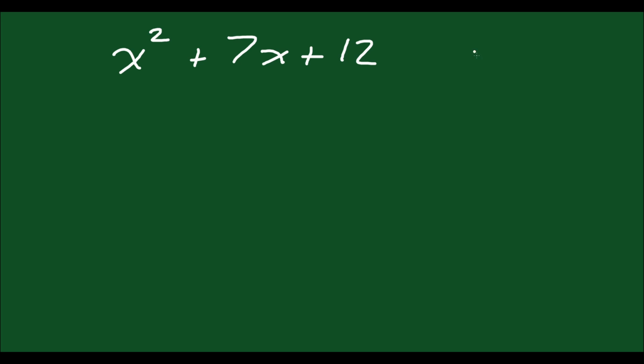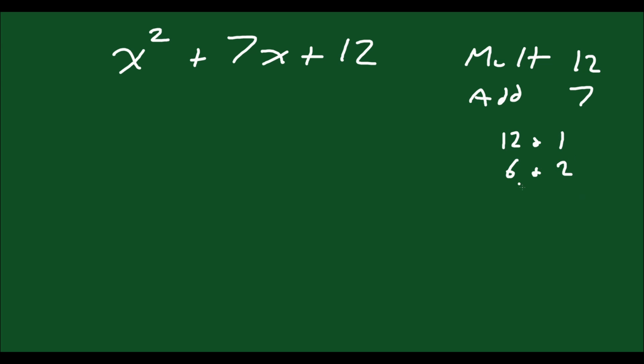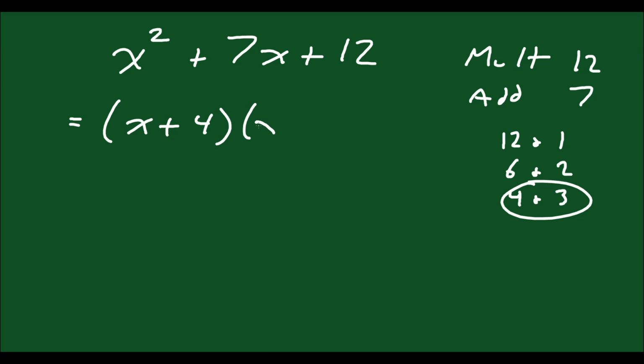So let's do another example. Hopefully we can get comfortable with this idea. So x squared plus 7x plus 12. Again, I want two numbers that multiply to 12 and add to 7. So you think of all the numbers that multiply to 12: you could have 12 and 1, 6 and 2, we're getting close, right? 4 and 3, I think that's it. 4 and 3, they add to 7 and multiply to 12. So your answer here would be x plus 4 and x plus 3, just like that. There's nothing more to it.